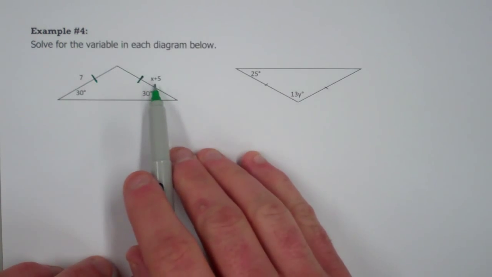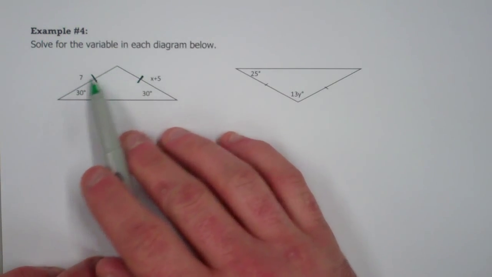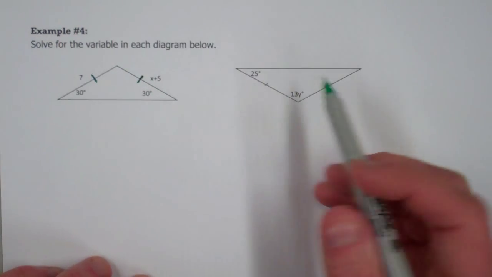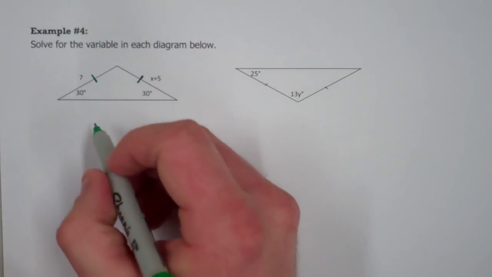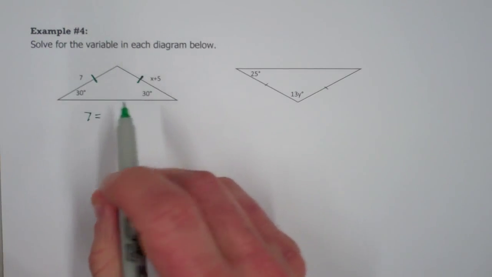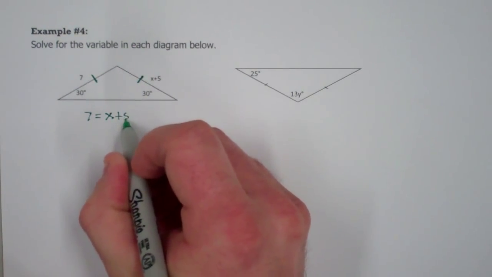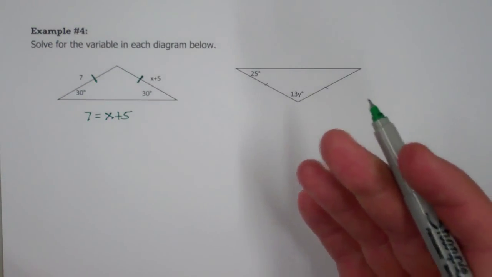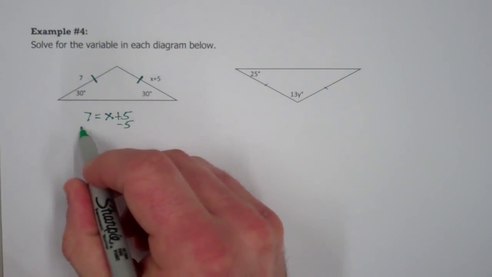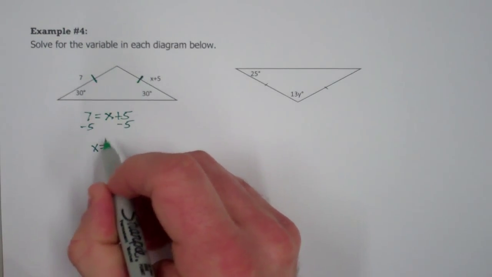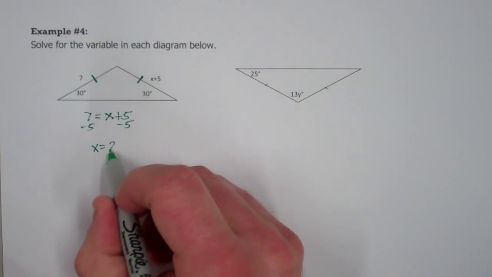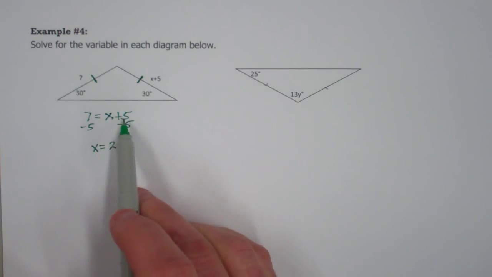We're just asked to solve for the variable, and we have this side length being 7 and this side length being x plus 5. So we can set those equal to each other. The congruent tick marks mean that the measures of those sides, their lengths, are equal or the same. So we could subtract 5 here, or you might even be able just to guess what would make this statement true, and that would be 2. 7 is equal to 2 plus 5.